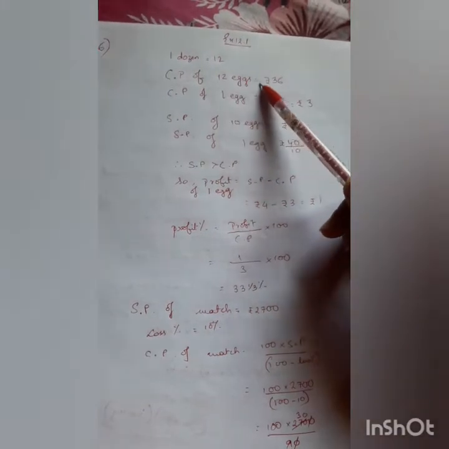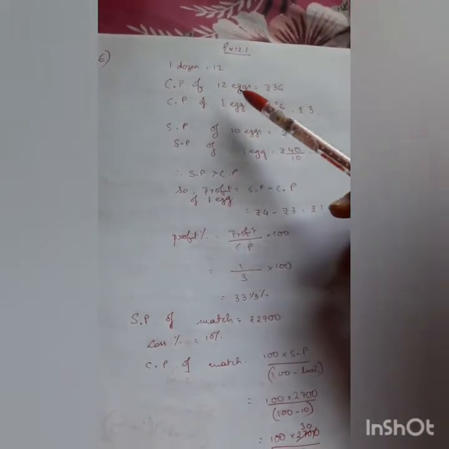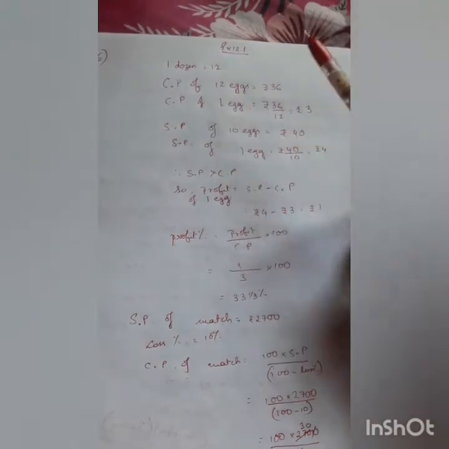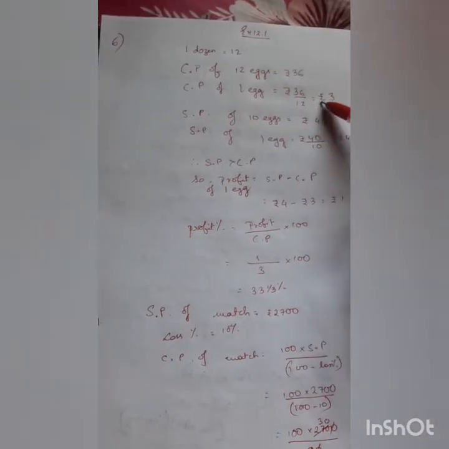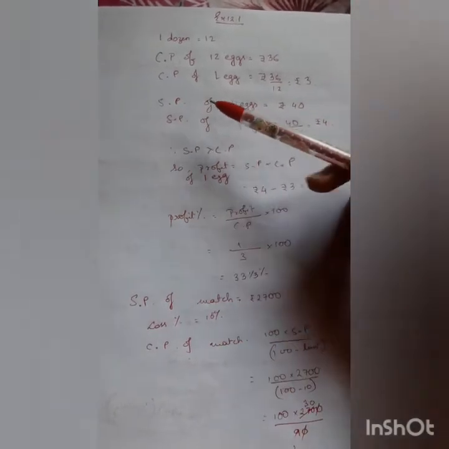Now we know that 1 dozen equals 12. So CP of 12 eggs equals rupees 36. Now SP of 10 eggs is given. See, here it is 12 eggs, there it is 10 eggs, right? Since the number of eggs is not the same, we will change it into 1 egg. CP of 1 egg equals rupees 36 by 12, by the unitary method, which equals rupees 3. Again, SP of 10 eggs is rupees 40. Since we have to convert it into 1 egg, SP of 1 egg equals rupees 40 by 10, equals rupees 4.